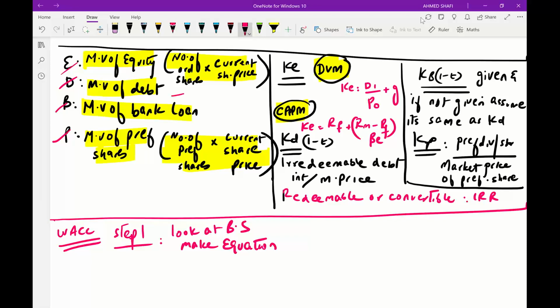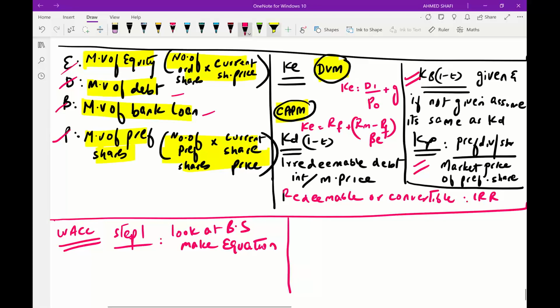D is market value of debt. I will tell you how to calculate. B is market value of bank. Okay. And then you need four more things. KB, either it's given or assume same as KD. KP, I've told you, preference dividend per share over market price of preference shares.